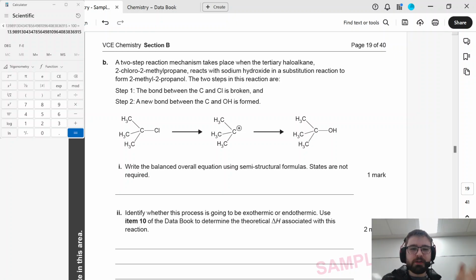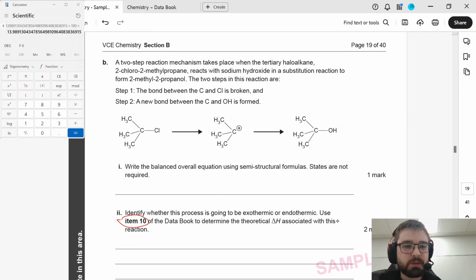Oh, they're using the bond enthalpies. Okay, cool. I wondered what that part of the data book was for, and it was a logical thing. They weren't going to try and trick you with it. I like this telling you what part of the data book to go to.